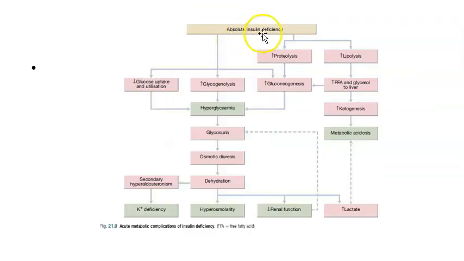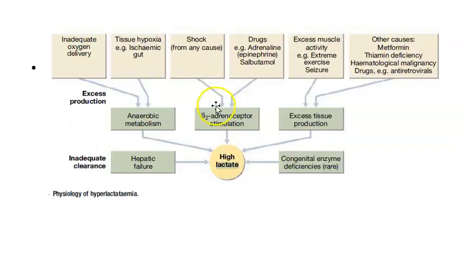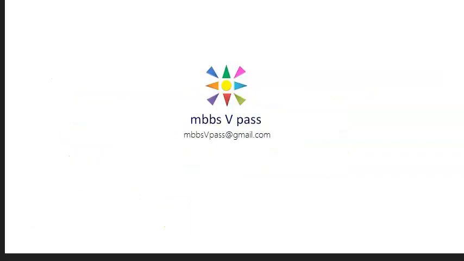One more thing they're saying is absolute insulin deficiency. If there is absolute insulin deficiency and high dehydration, then lactate can be more. Please look at all this. Metabolic complications of insulin deficiency. Here they have given one table which shows all the causes. Let us just summarize by looking at this.